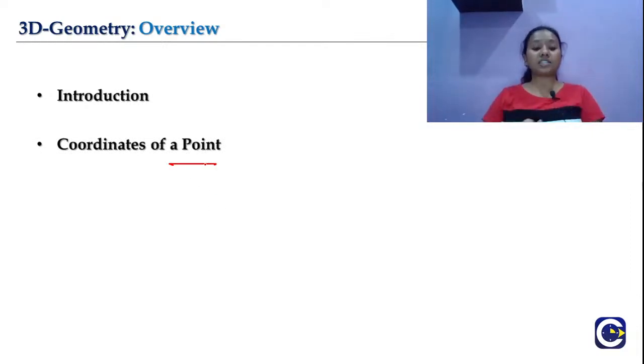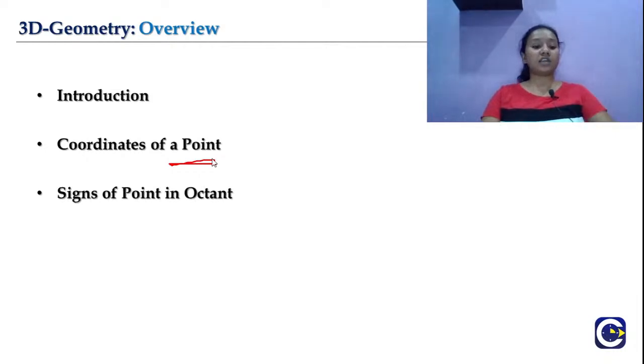If you remember, in a coordinate axis in a 2D plane, if there is a point, how do we write its coordinates? x comma y. Whereas there will be a difference when coming to the 3D geometry part. So here, in detail, we'll look at how we write the coordinates of a point in 3D geometry.